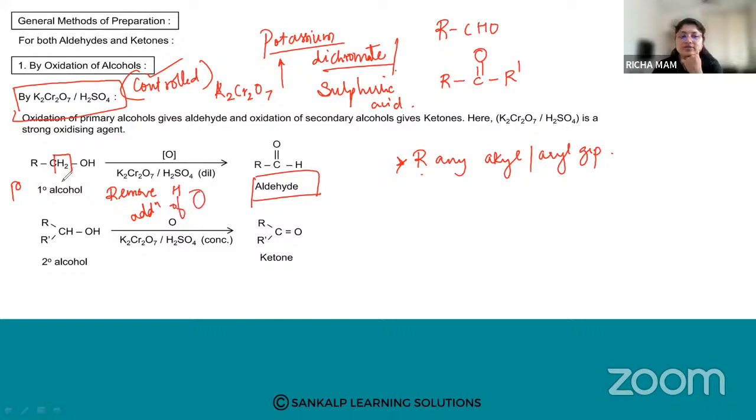You can see here H2 is removed, and there is only RCHO. So the hydrogen is removed. If you take a primary alcohol and do a controlled oxidation using oxidizing agents such as potassium dichromate in the presence of sulfuric acid, you will obtain the aldehyde.